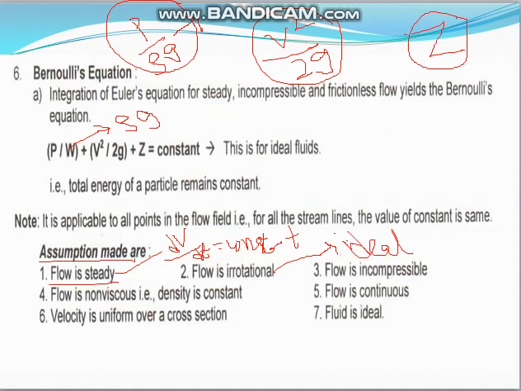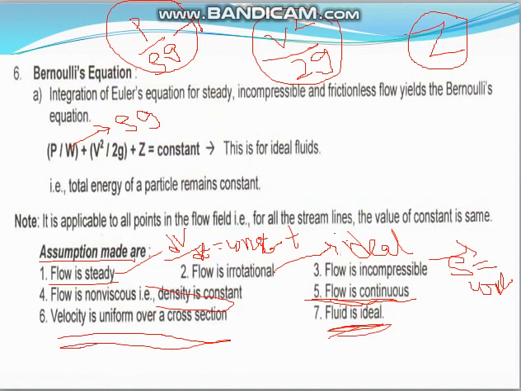The third one is the flow is incompressible. I told you that incompressible is nothing but the density will be constant. Another one is the flow is non-viscous. Viscous means there will be flow resistance, and non-viscous means density is constant. Another one is the flow is continuous. Always the flow will be continuous. This will not be possible in reality, but the assumption is that the flow is continuous and velocity is uniform over a cross section.